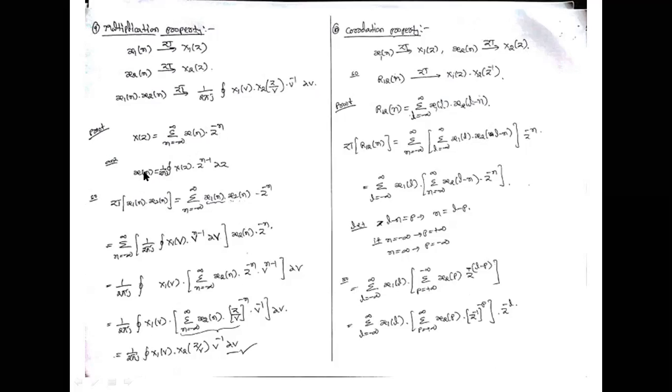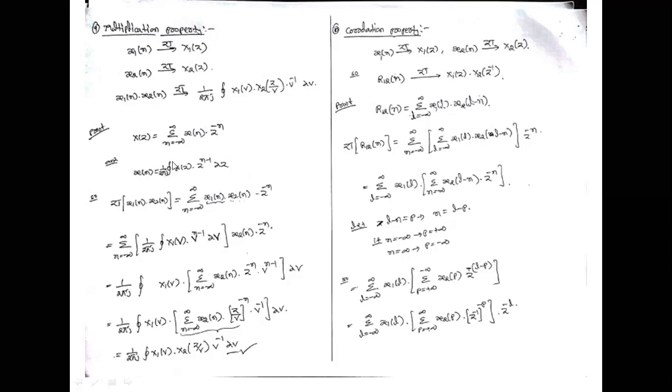Now I am taking another signal here. The x of n is equal to 1 by 2 pi j, the integral x of z, z power n minus 1 dz. This is the inverse Z transformation formula actually. Okay, x of n is a signal here.